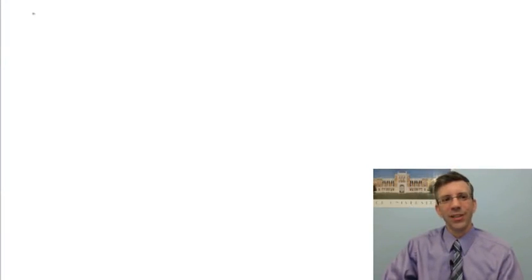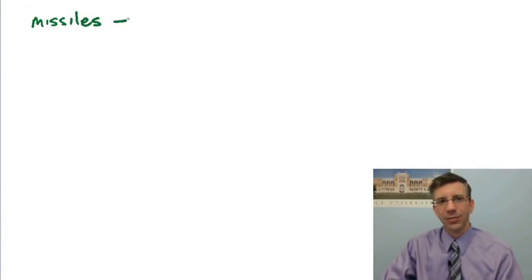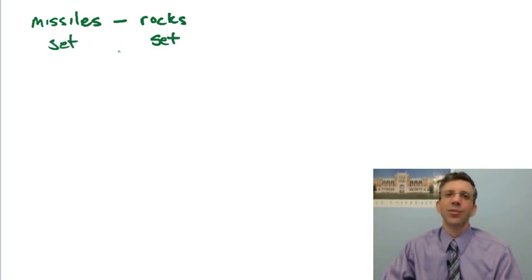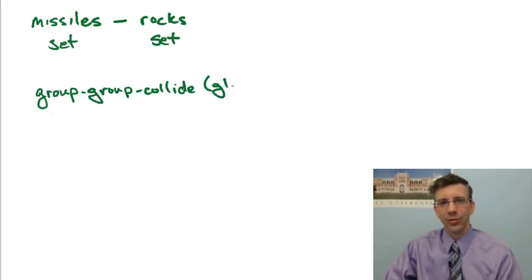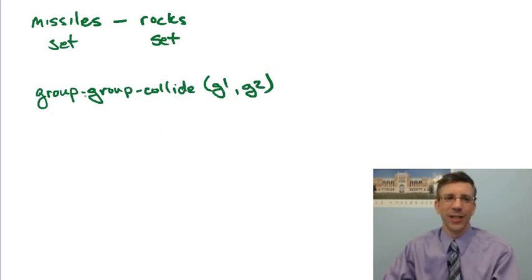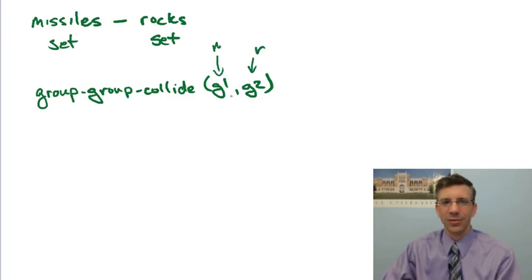Okay, so we have one final piece to deal with. We've got this situation where we have to check for collisions between missiles and rocks. And in this case, missiles is a set and rocks is a set. So my group_collide method is not sufficient. I'm going to have to build another function, and let's call it group_group_collide, that takes two groups, group 1 and group 2. Again, use better names. I'm just using simple names here because I'm writing. So I have two groups. So imagine that this is the missiles, this is the rocks.